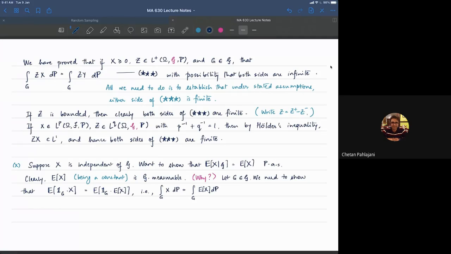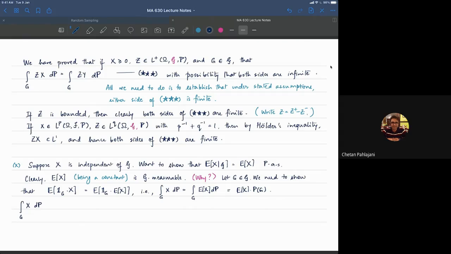Now note that on the right side, the integrand you're looking at, E[X], is a constant. So you know that the integral of a constant with respect to a measure over a set is just going to be the constant times the measure of that set. So this is just going to be E[X] times P(G). This is what we want to show. Great. So let's see why this is true. Okay, so let's look at the integral over G of X dP.